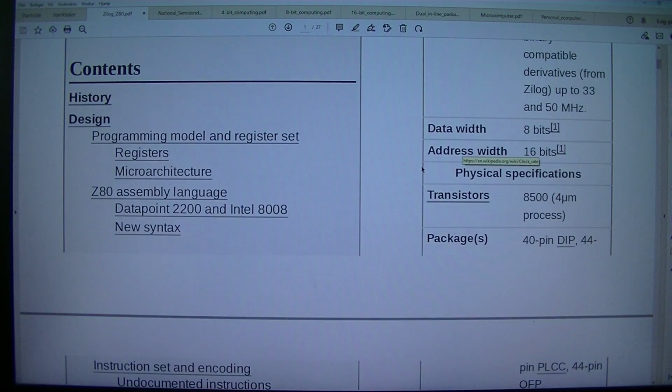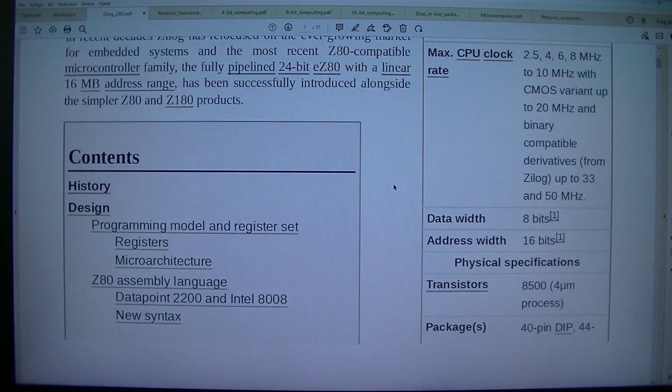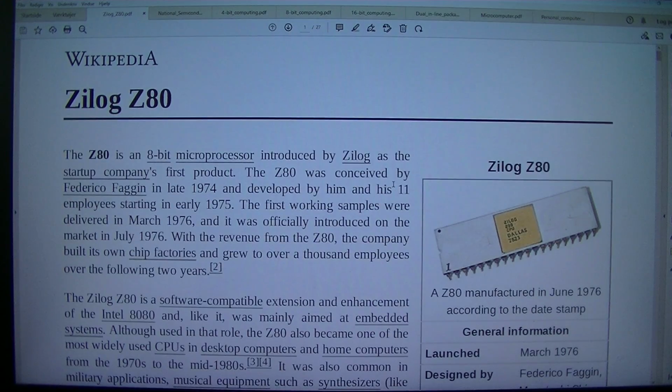Data width 8 bits. Address width 16 bits. Physical specifications: transistors 8500. Package: 40-pin DIP. The Z80 is an 8-bit microprocessor introduced by Zilog as the startup company's first product.